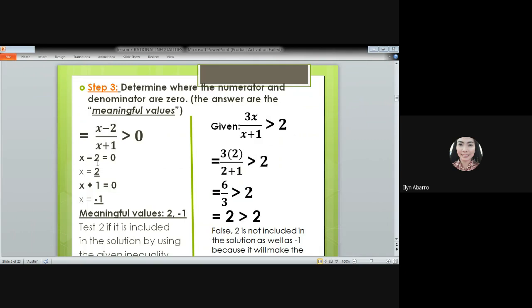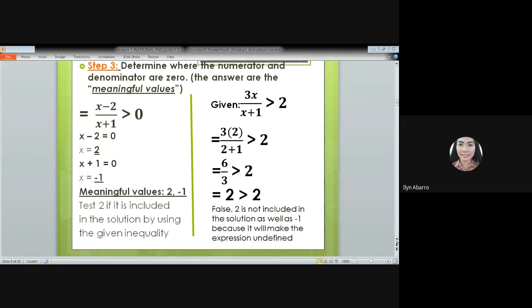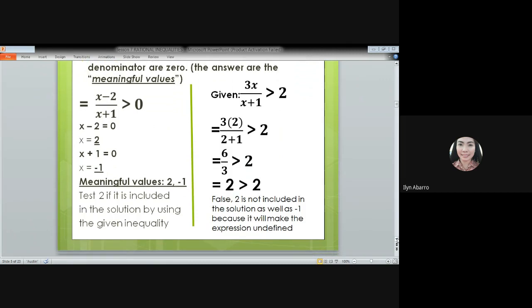So x - 2 = 0 will become, now you transpose negative 2 to the other side, it will become positive 2. So x = 2. So that is one of the meaningful values. And for the denominator, x + 1 = 0. Transpose positive 1 to the other side, it will become negative 1. So our meaningful values here now are 2 and -1. Okay, so these are the bases of how we are going to find the solution of the given inequality.